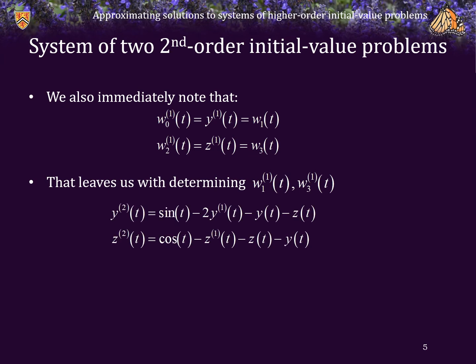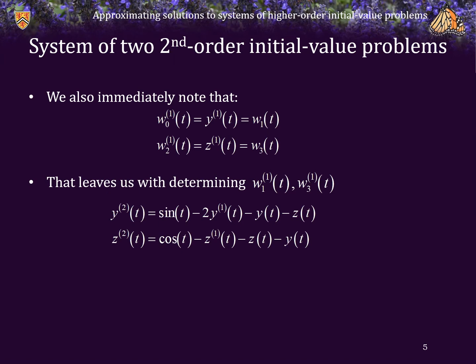That leaves us with determining what w1 prime and w3 prime are. Well, let's take the two ordinary differential equations, and let's move everything to the right-hand side except for the highest derivative. Now, again, according to the implicit function theorem, this should be almost universally possible. However, we're going to look at more simple cases where we don't have to apply the implicit function theorem, such as these.